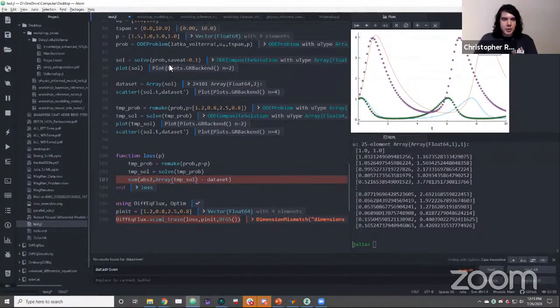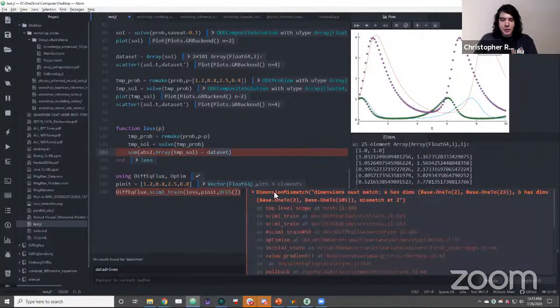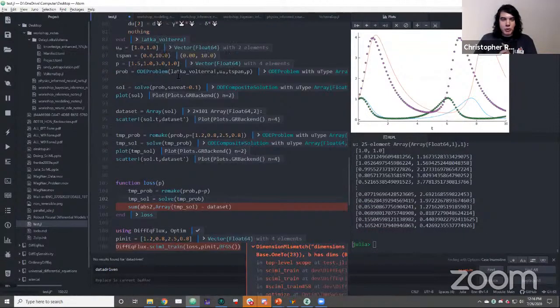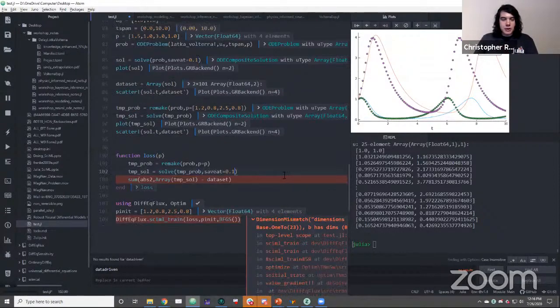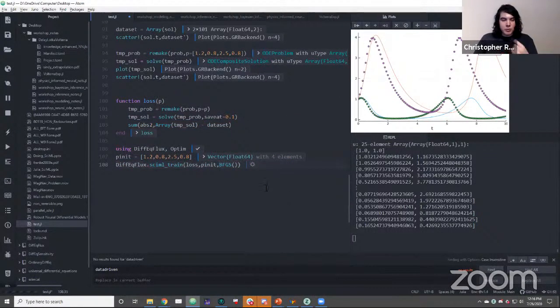The error is that, remember, when you're using adaptive time stepping, we don't necessarily get the same number of time points as our data set. This dimension mismatch is telling us that it is doing a subtraction between something of size 2 by 23 and something of size 2 by 101. The 2 by 23 is our temporary one, and the 2 by 101 is our data set. So we need to make sure we use the same saveat, so that we always generate 101 points. Then we can calculate this loss function and optimize it to give us the result.